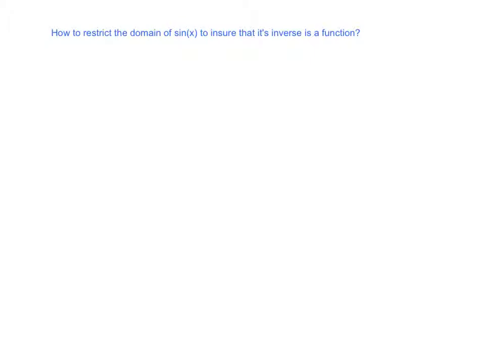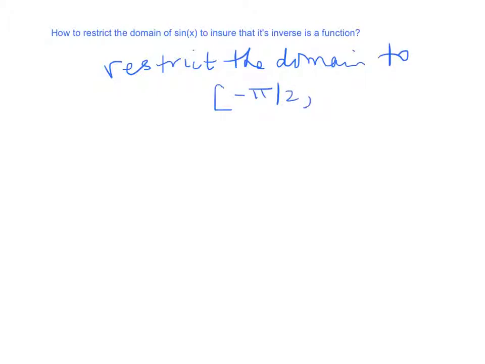So here's how we do it, and there are a lot of ways of doing it, but what we do is we just restrict the domain to minus pi over 2 to pi over 2. So let's take a look at that particular graph.